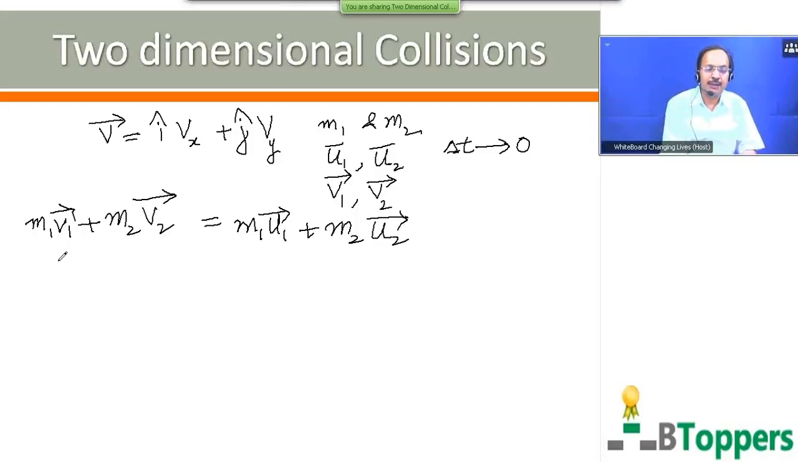The vector sum of the momenta of the two colliding bodies just before collision can be written as m1 u1 bar plus m2 u2 bar. So m1 u1 bar is the linear momentum vector of the first mass m1 just before collision. m2 u2 bar is the linear momentum vector of the second mass m2 just before collision. Here V1 bar and V2 bar are the velocities of m1 and m2 respectively just after collision. We express each velocity vector in terms of its two rectangular components and unit vectors along the x and y axes.